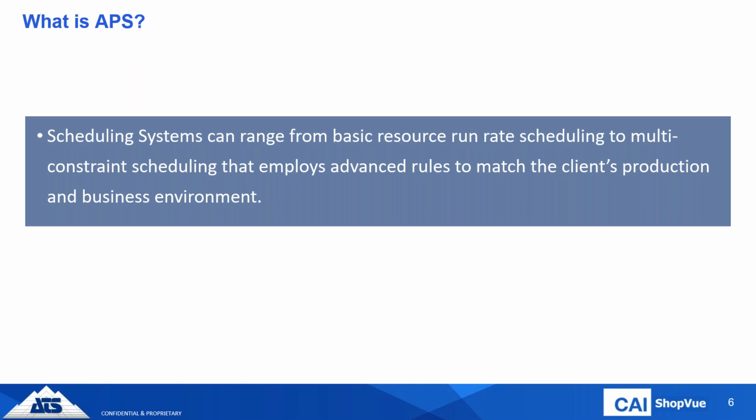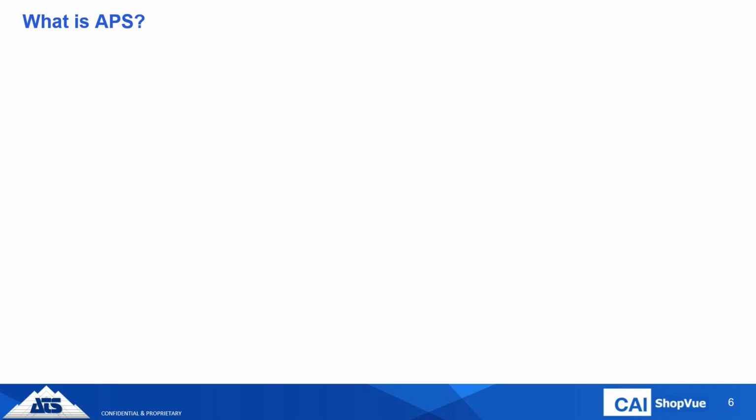We know this piece of equipment runs at 200 pieces per minute, right? To multiple constraint scheduling, taking into account labor, materials, tooling, and employs advanced rules, the rules that you use in your shop to match really what it is that you do, the whole production and the business environment you have. So it is a range of tools.